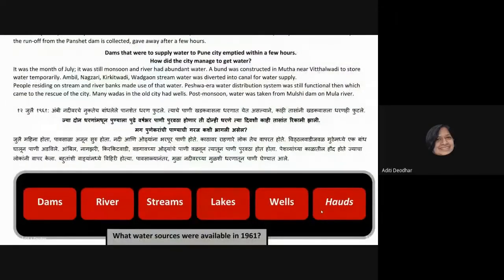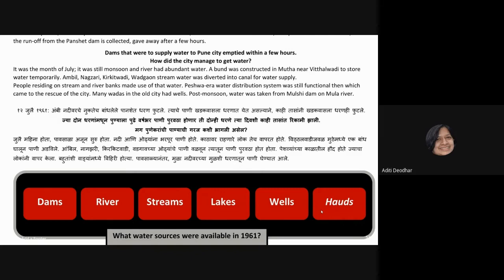Then there is one more exercise we did, on 12 July 1961. One of the dams that provides water to Pune city, the dam at Panshet, collapsed, and because of it, the other dam that it feeds into also collapsed. At that time only two dams were there. Now we have four dams supplying water to Pune city. Both the dams collapsed, and the dams that would have supplied water to Pune city all throughout the year emptied within a few hours on that single day. And so all the water for that year just flowed away.